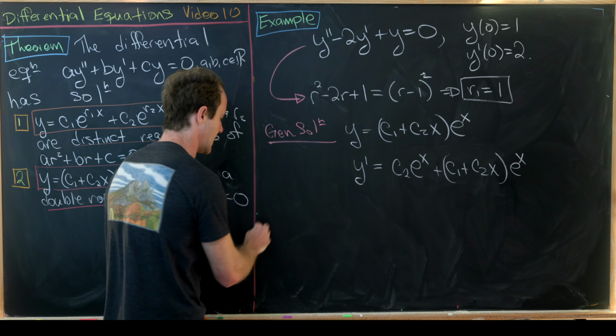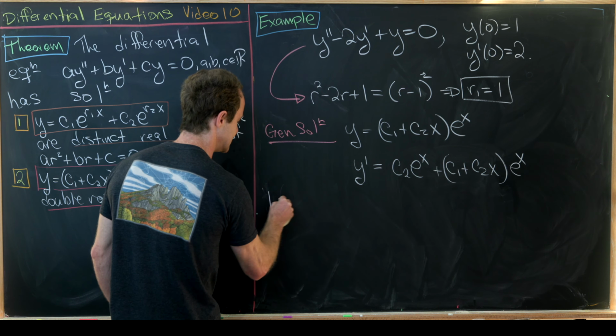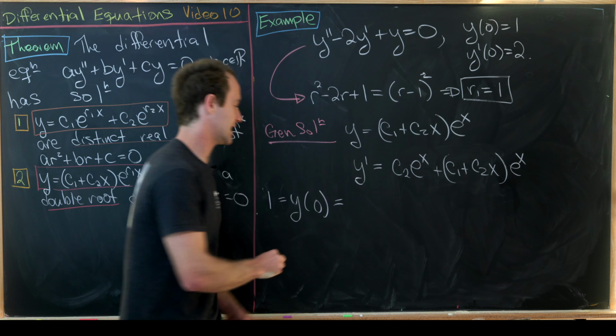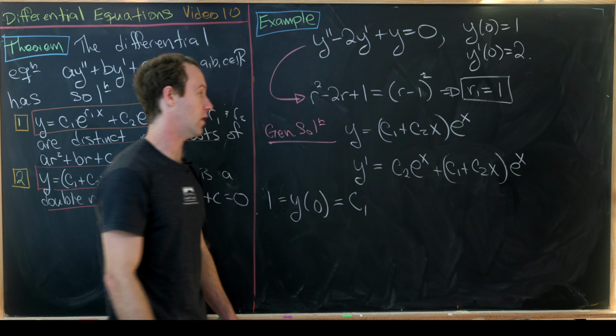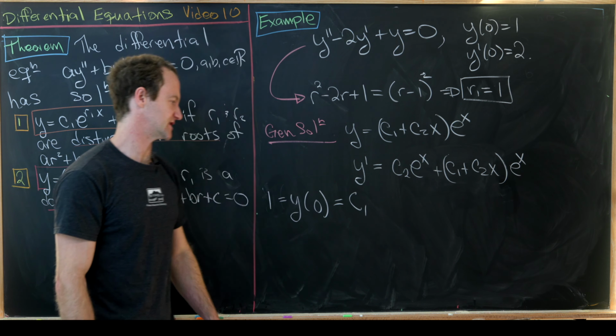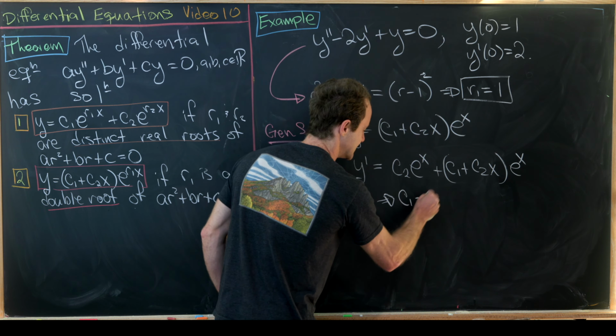Okay. Now let's notice that y of 0, on the one hand it's equal to 1 because that's our initial condition. On the other hand it's equal to c1. That's because if we evaluate this at 0, the c2 part disappears. So that's nice. We immediately know that c1 is equal to 1.